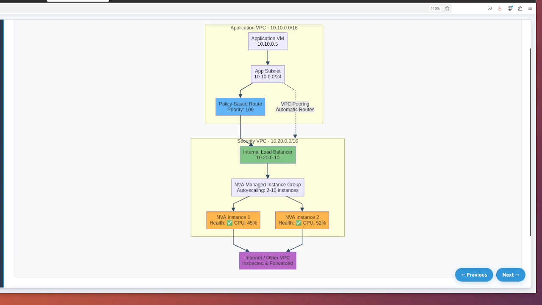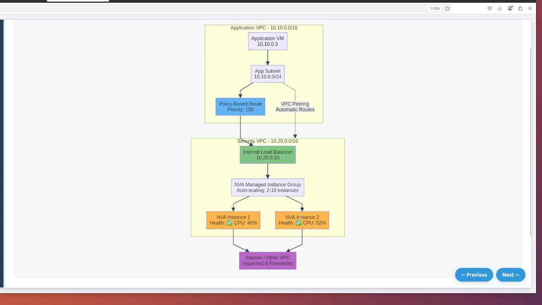The managed instance group provides automatic scaling based on CPU utilization, network throughput, or custom metrics. If traffic increases, new NVA instances are automatically created. If instances fail health checks, they're automatically replaced. The internal load balancer uses a health check to monitor the NVA instances. Only healthy instances receive traffic. If an instance becomes unhealthy, maybe the NVA software crashed or the virtual machine is overloaded, the ILB stops sending traffic to it until it recovers.